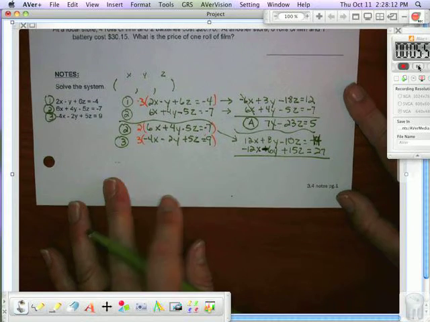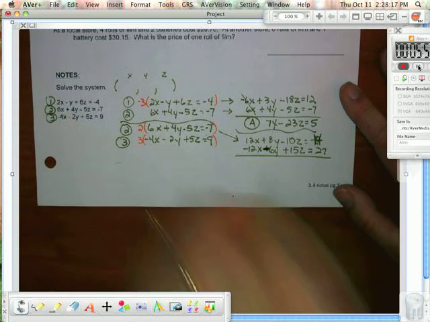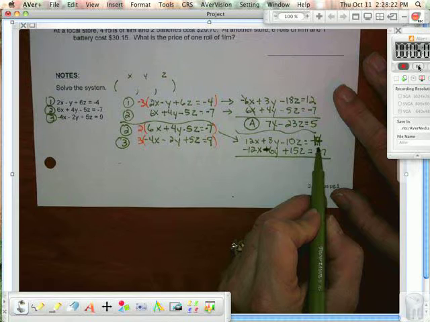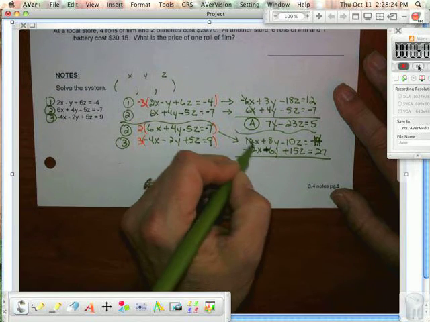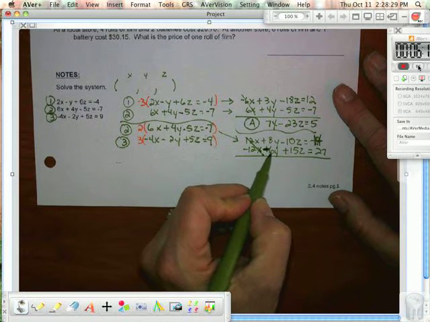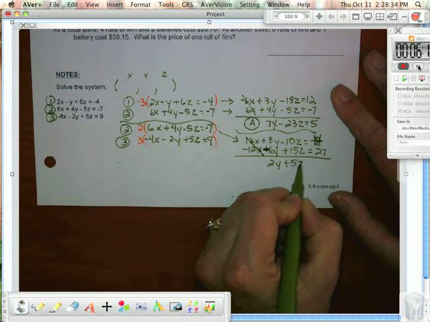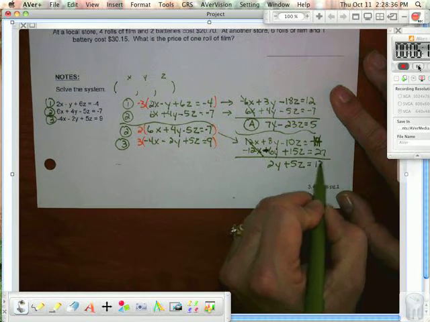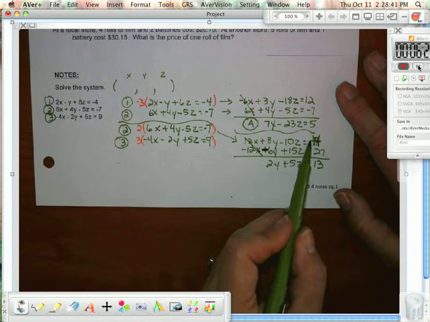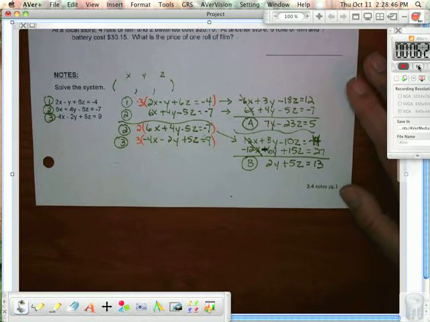It's easy to screw up. You have to be really careful with your signs. Just stay with me. Hold your questions. This is a negative 14. This goes away. This is 8. This is a minus 6. So it becomes 2y plus 5z equals 13. This is negative 14 and 27. This is equation B, so label it B.